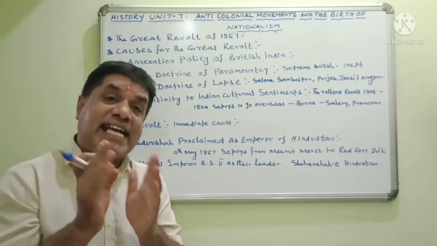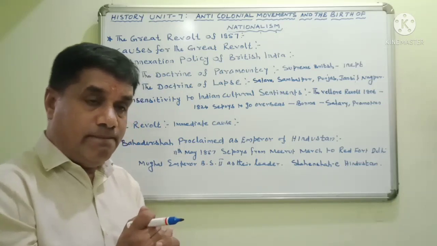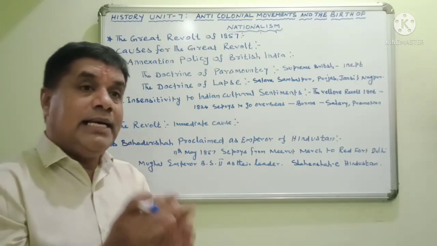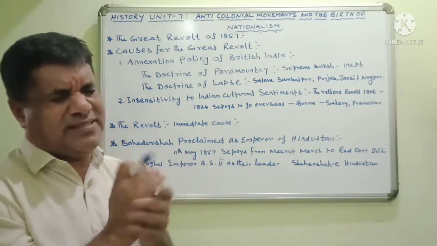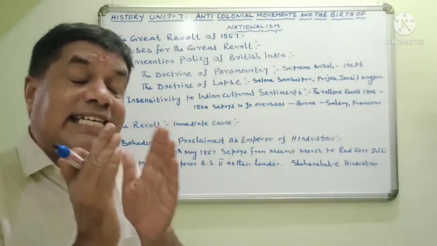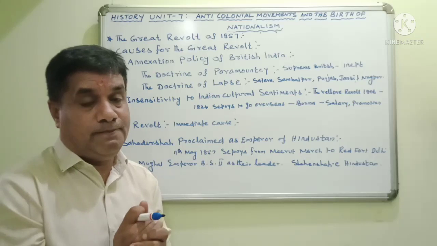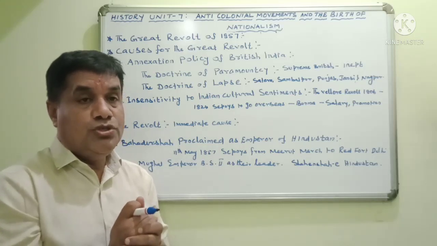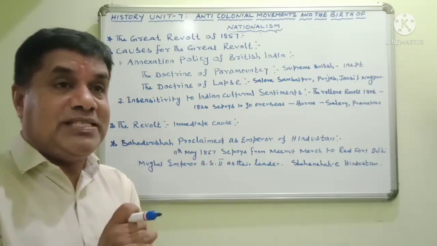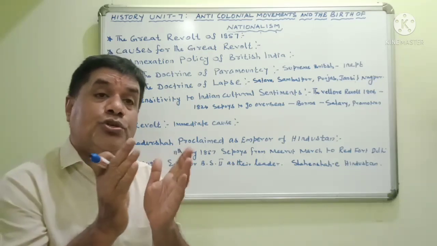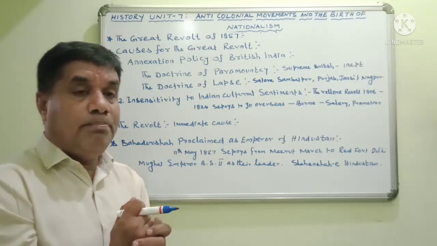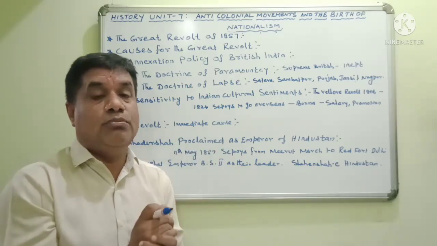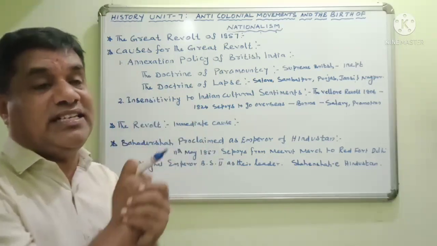The cow was sacred to the Hindus, and pig was detestable to the Muslims. So both Hindus and Muslims avoided using these cartridges. But the British forced both Hindus and Muslims to use these cartridges.